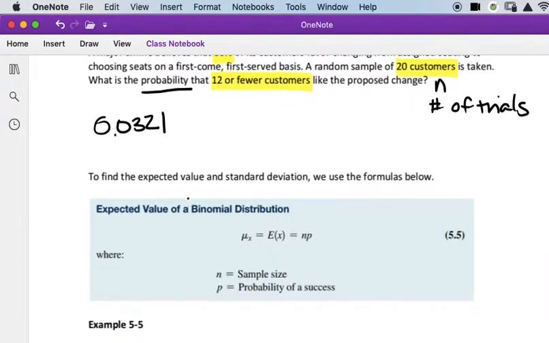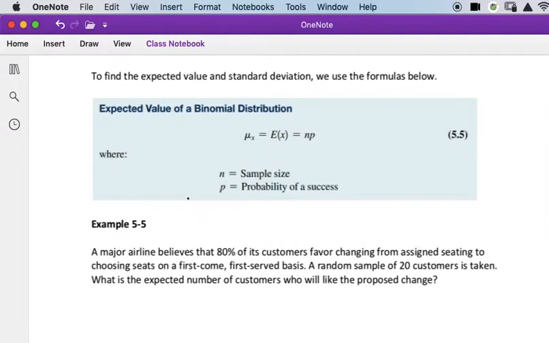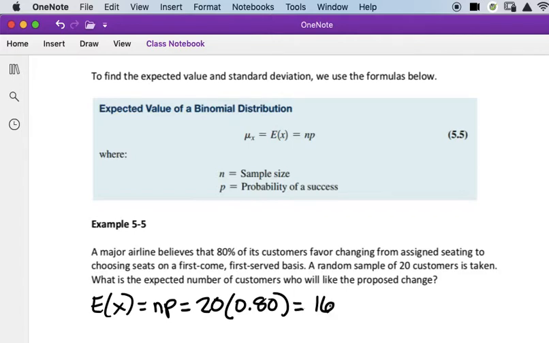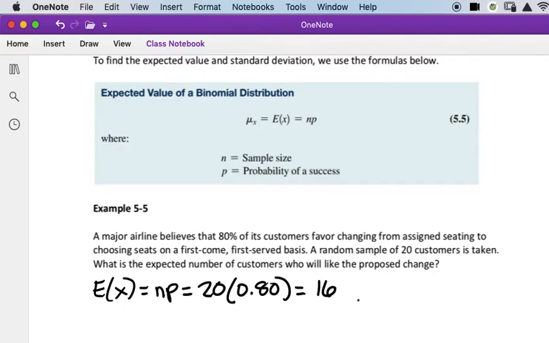To find expected value and standard deviation, we're not going to use Minitab, we're going to use formulas. And the formulas are pretty simple. If we want to find expected value, we just multiply n times p, or sample size times probability of success. So in this same scenario, with our 80% who favor the change and a random sample of 20 customers, if I want to find the expected number of customers who will like the change, I would multiply n times p. My n here, my sample size is 20, and my probability is 80%. I need to convert the probability to a decimal, so 0.80, and then multiply those, and I would get 16. So I would expect that 16 customers would like the proposed change out of a random sample of 20, if I know that 80% favor the change.